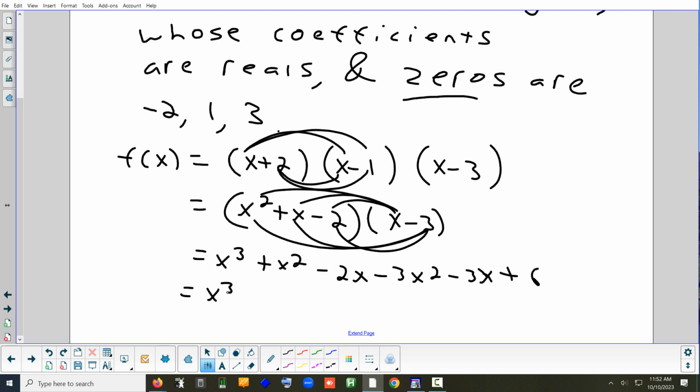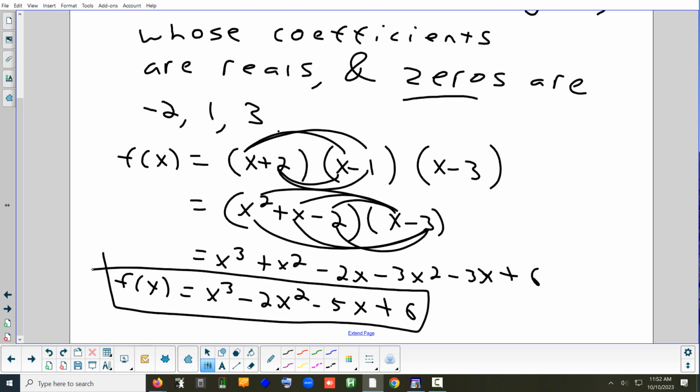x cubed plus x squared minus 3x squared is going to give me -2x squared. Yep. And negative 2x and negative 3x gives me, yep, good. And the only thing I have left is my constant, and there's nothing to combine it with. And the nice thing about this is you can type that in on a calculator, check it, and it should cross the x-axis exactly at -2, +1, +3.